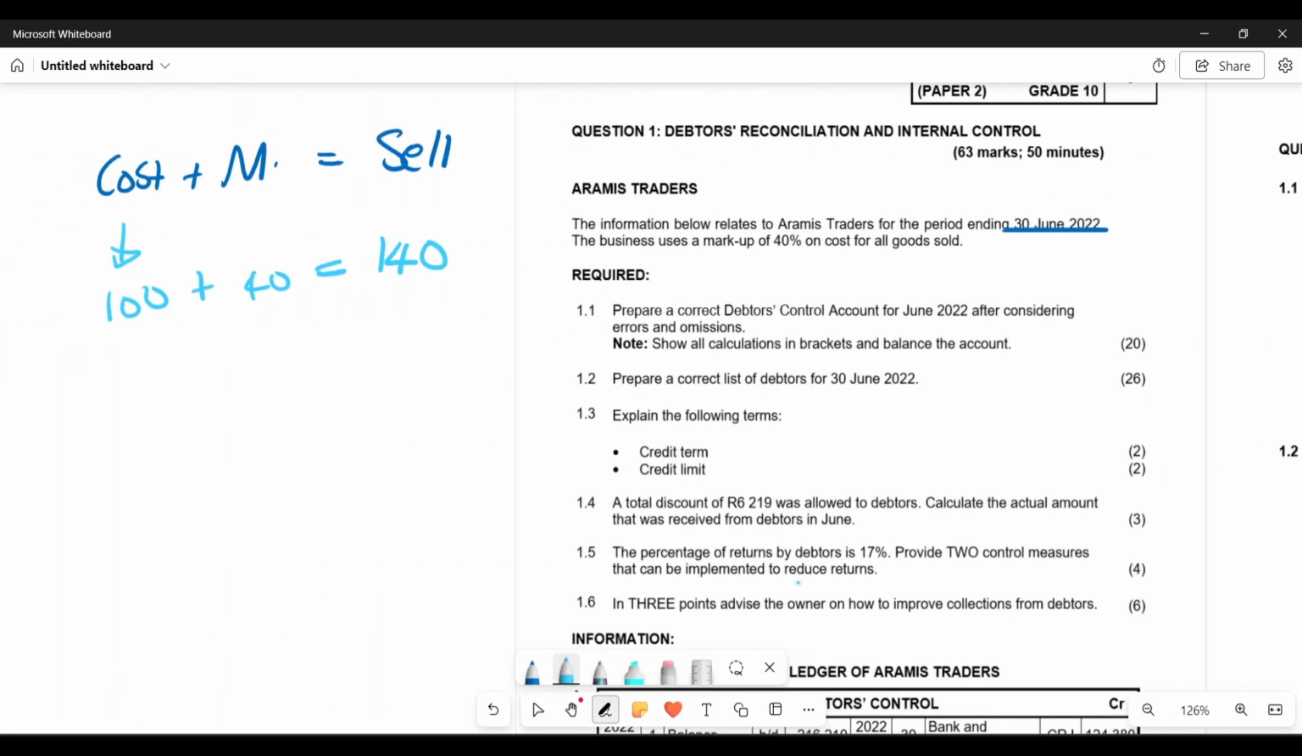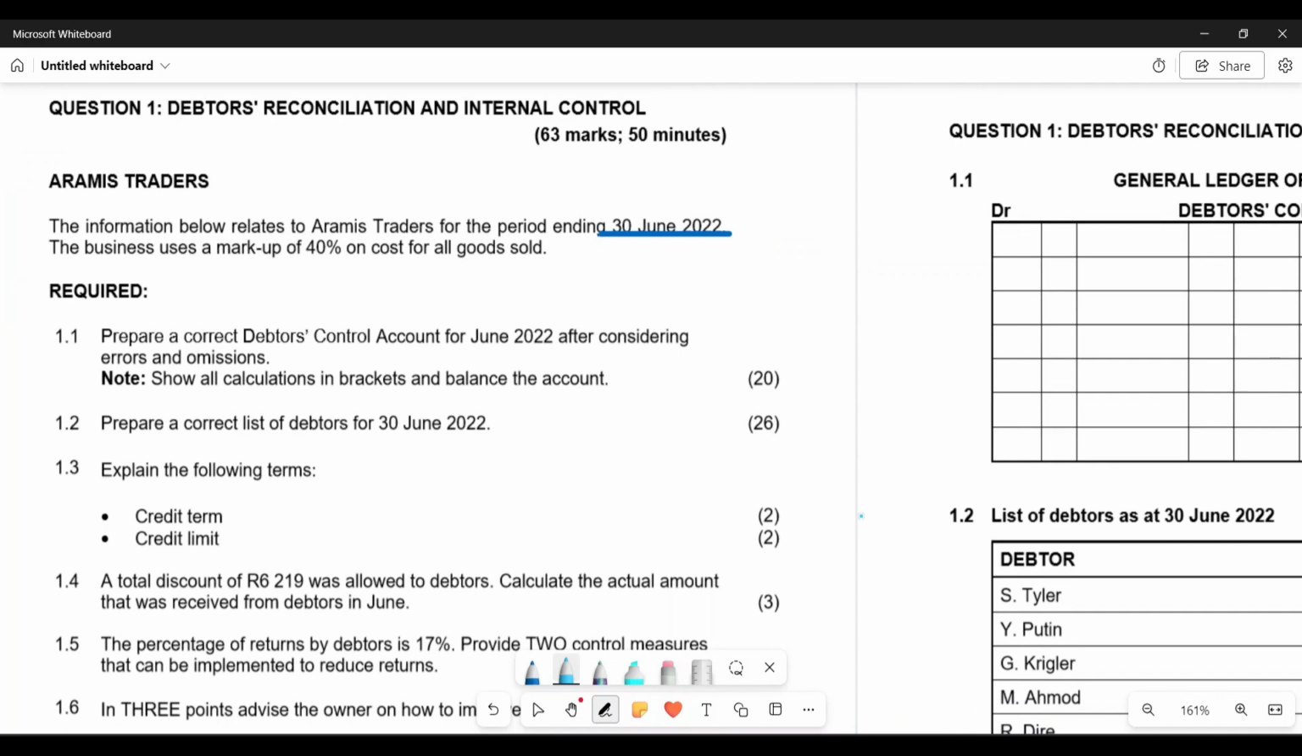For example, if I need to determine the cost price of something and I have the selling price, I would use this formula. If I need to determine the selling price of something and I have the cost price, I can make use of this formula. 1.1, we need to prepare a correct debtors control account for 30 June 2022 after considering errors and omissions. Show all calculations in brackets and balance the account.